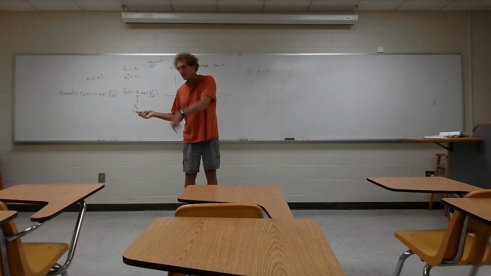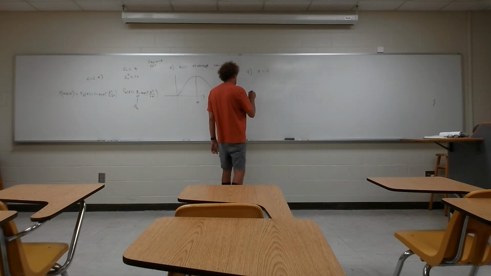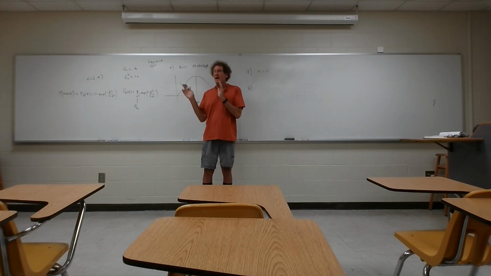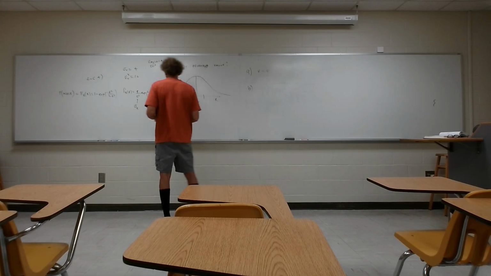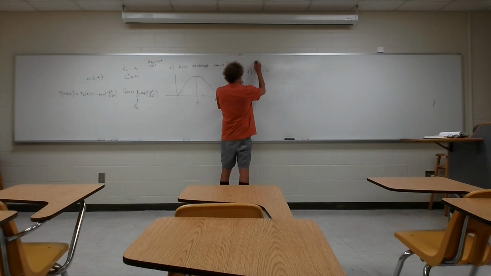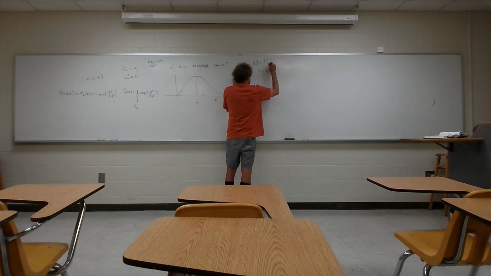Okay, now what is the next part? Find the mean value of the speed. Mean value of R, or of the magnitude of velocity. So here, I'm just going to put this up here. He's saying that V magnitude is equal to the square root of Vx squared plus Vy squared.